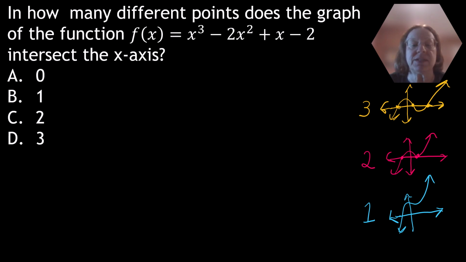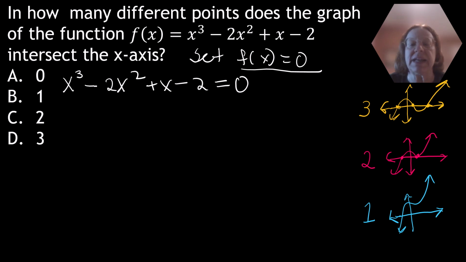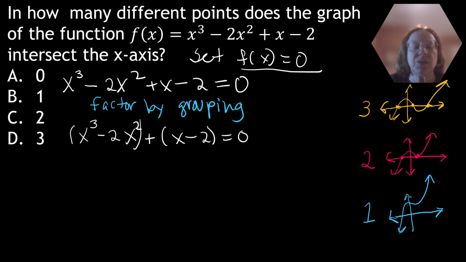All right, so let's do some math here. Let's set the function equal to 0 because we want y to equal 0. And so we have x cubed minus 2x squared plus x minus 2 equal to 0. And we're going to factor this by grouping. So we're going to group x cubed minus 2x squared, and we're going to group x minus 2, and you'll see why in a second, equals 0.